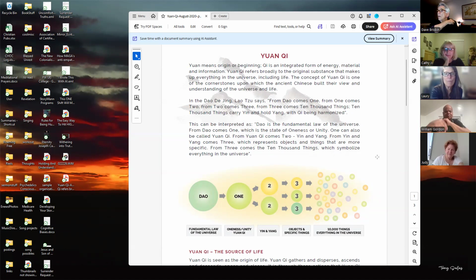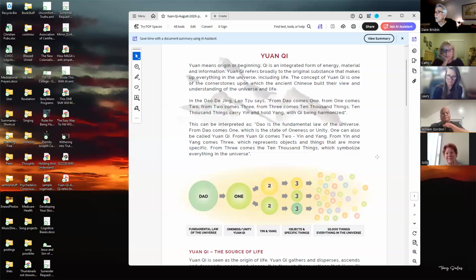Take a look at this and then see if it answers the question, and we can talk more about it. So Wan means original or beginning. Qi is an integrated form of energy, material, and information. Wan Qi refers broadly to the original substance that makes up everything in the universe, including life. The concept of Wan Qi is one of the cornerstones upon which the ancient Chinese built their view and understanding of the universe and life. In the Tao Te Ching, Lao Tzu says, from Tao comes one, from one comes two, from two comes three, from three comes 10,000 things. 10,000 things carry yin and hold yang, with qi being harmonized.